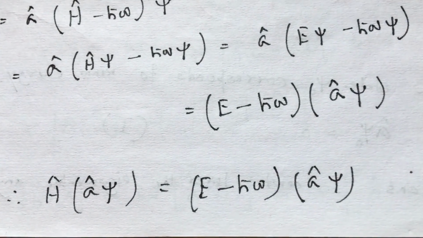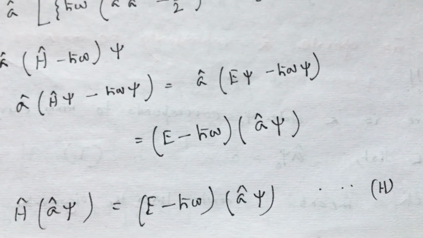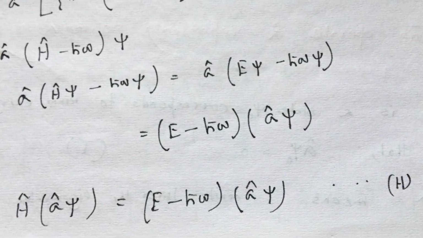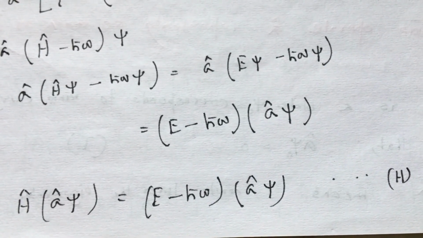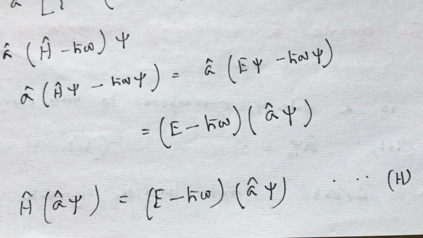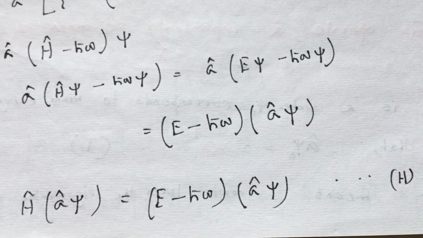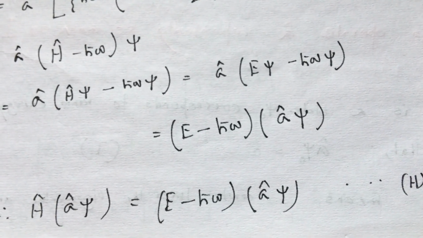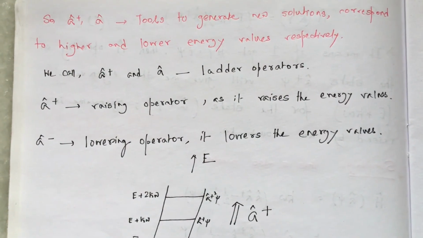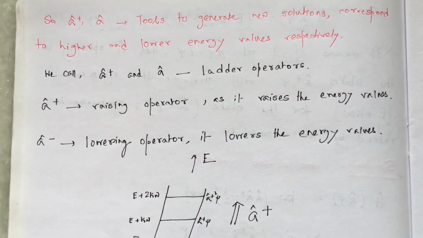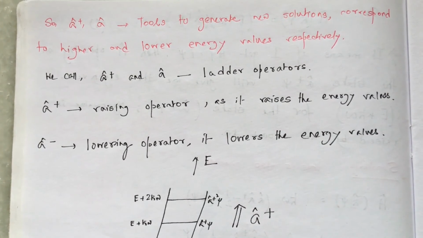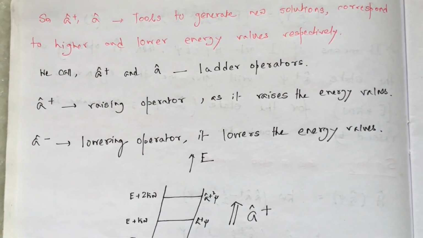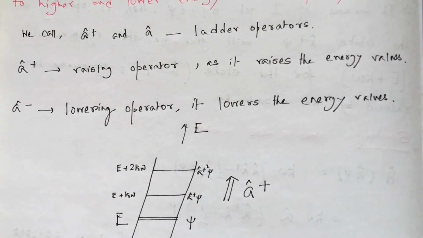So finally I have arrived at equation H, which tells me that A psi is a state which has eigenvalue E minus H cross omega, that is H cross omega amount less than H psi equal to E psi equation. So in psi we get eigenvalue E, but in A psi we get eigenvalue E minus H cross omega. So these are the actions of A dagger and A operator, which are acting as tools to generate new solutions, and those new solutions will give me higher and lower energy values respectively. That's why A dagger and A are called ladder operators.